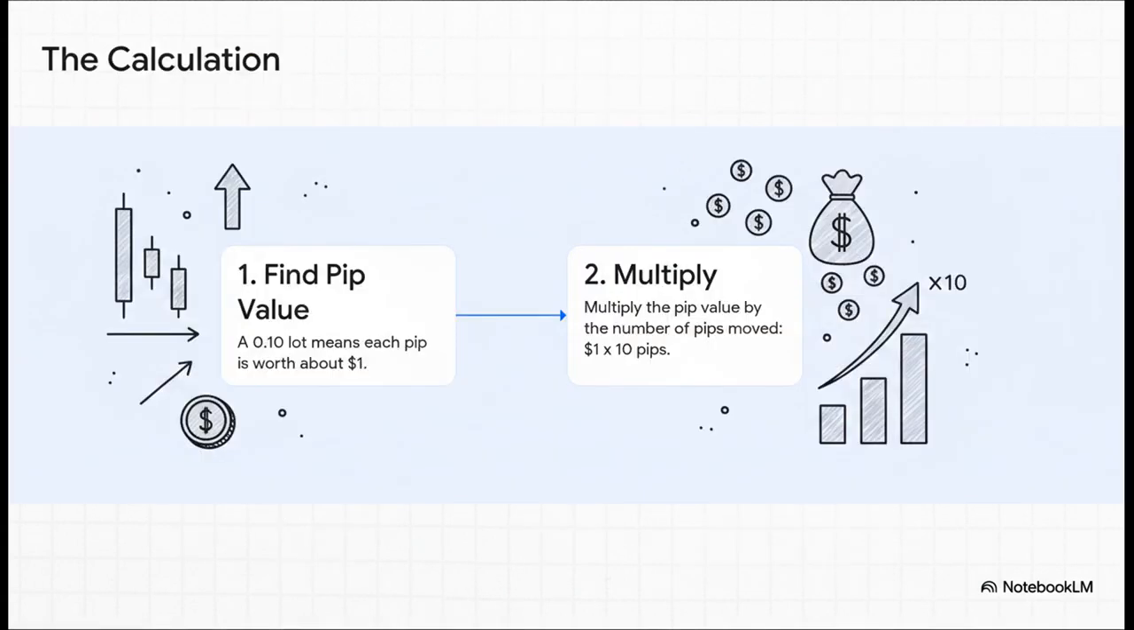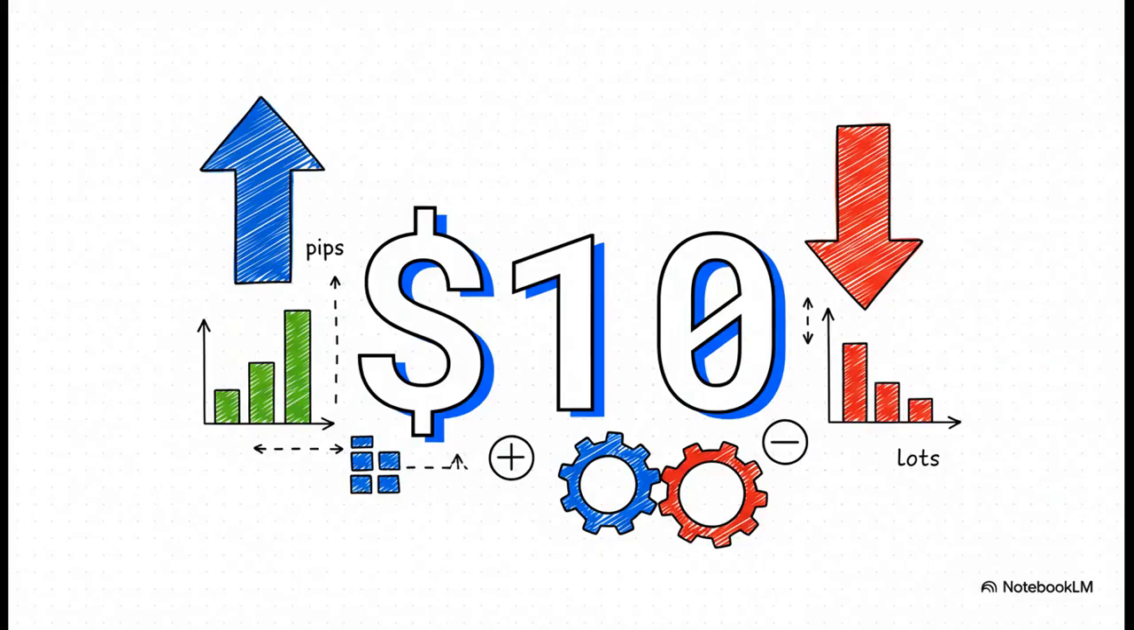Got it? So the calculation is just a simple two-step process. Step 1, find your pip value. With the 0.10 lot, we know each pip is worth about $1. Step 2, you just multiply that value by the number of pips the price moved. So that's $1 per pip times 10 pips. And there's our answer, $10. If the price moved for you, that's a $10 gain. If it moved against you, it's a $10 loss. See? It's just simple multiplication once you understand those two basic parts.